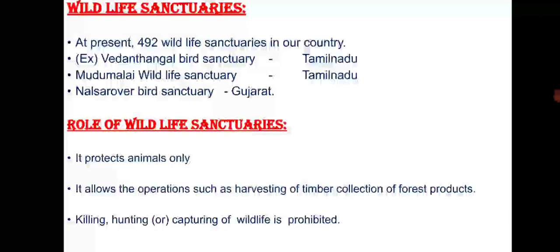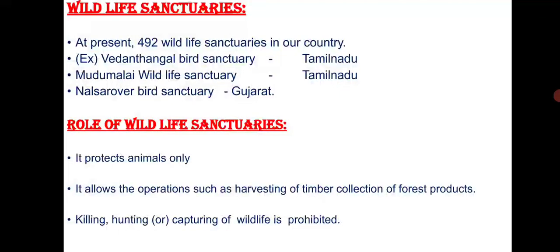Then the third one is the wildlife sanctuary. At present, 492 wildlife sanctuaries are available in our country. The best-known ones are Vedanthangal Bird Sanctuary situated in Tamil Nadu, Mudumalai Wildlife Sanctuary also in Tamil Nadu, and the Bat Sanctuary in Gujarat. So what are the roles of these wildlife sanctuaries? They give more attention to protecting wild animals. They allow operations such as harvesting of timber and collection of forest products. Here in these wildlife sanctuaries, killing, hunting and capturing of wildlife are totally prohibited.